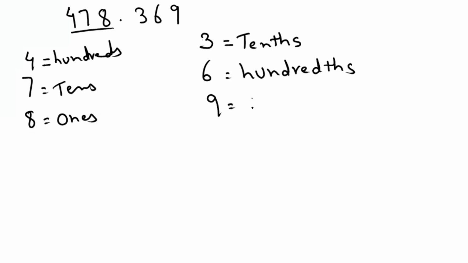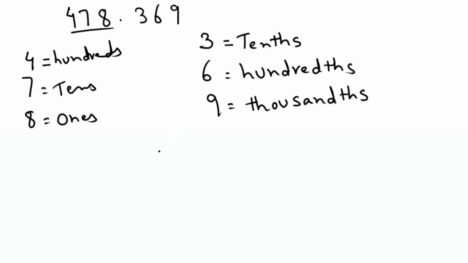9 is in the thousands place. Okay, you understand it? What's the place value of 3? The place value of 3 is tens. The place value of 6 is hundreds. The place value of 9 is thousands. Okay, hope the place value of decimal is also clear.